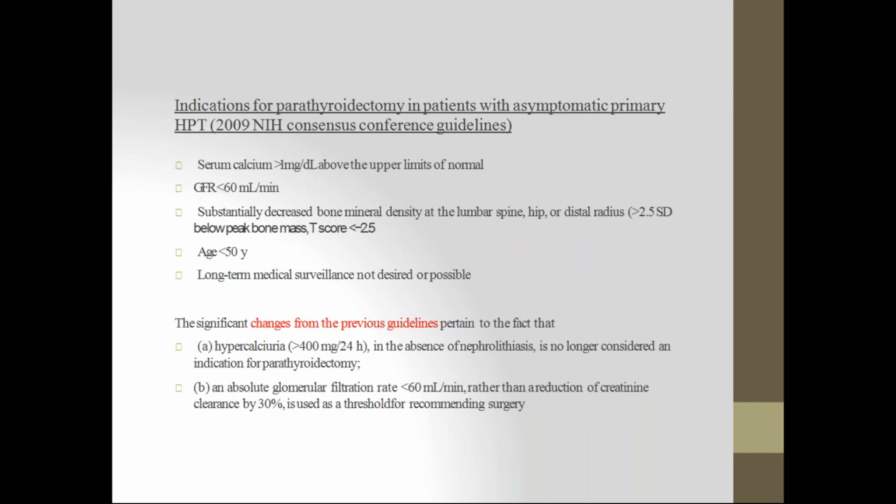The indications for parathyroidectomy in patients with asymptomatic primary hyperparathyroidism: serum calcium levels greater than 1 mg per dl above the upper limit of normal; GFR less than 60 ml per minute; substantially decreased bone density at the lumbar spine, hip and distal radius; age less than 50 years; long-term medical surveillance not desired or not possible. So these are all the indications for parathyroidectomy in primary hyperparathyroidism, even though they are asymptomatic.